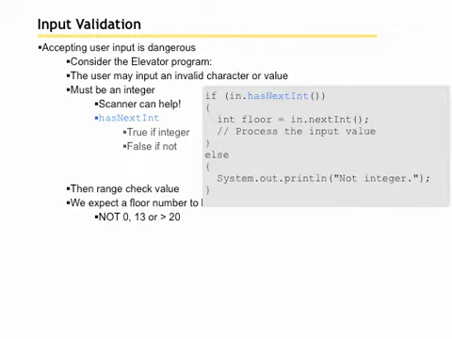Input validation. We want to make sure that our user is entering valid input, because if not, we're going to have to behave differently, and frequently our user can enter stuff we don't expect. In the Scanner class, there is a method called hasNextInt. If the user has typed an integer, hasNextInt will be true, and then we're going to get that integer. If that's false, we want to display a message to the user, that's not an integer. That will help us validate the input and make sure that our program doesn't crash.